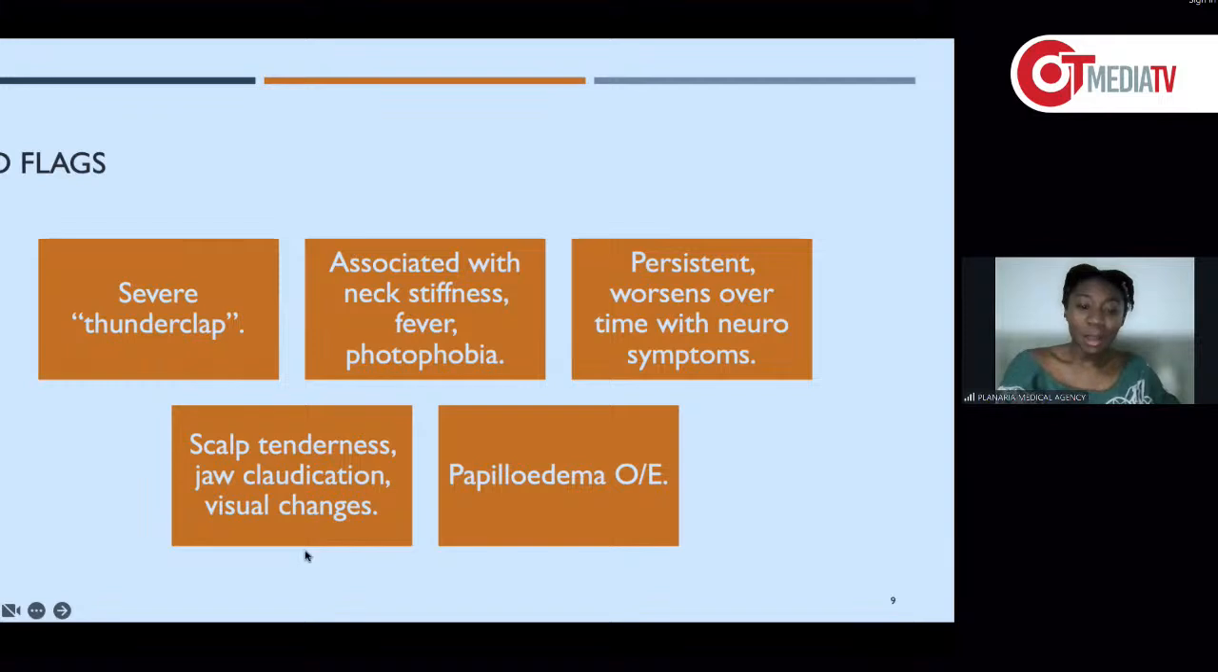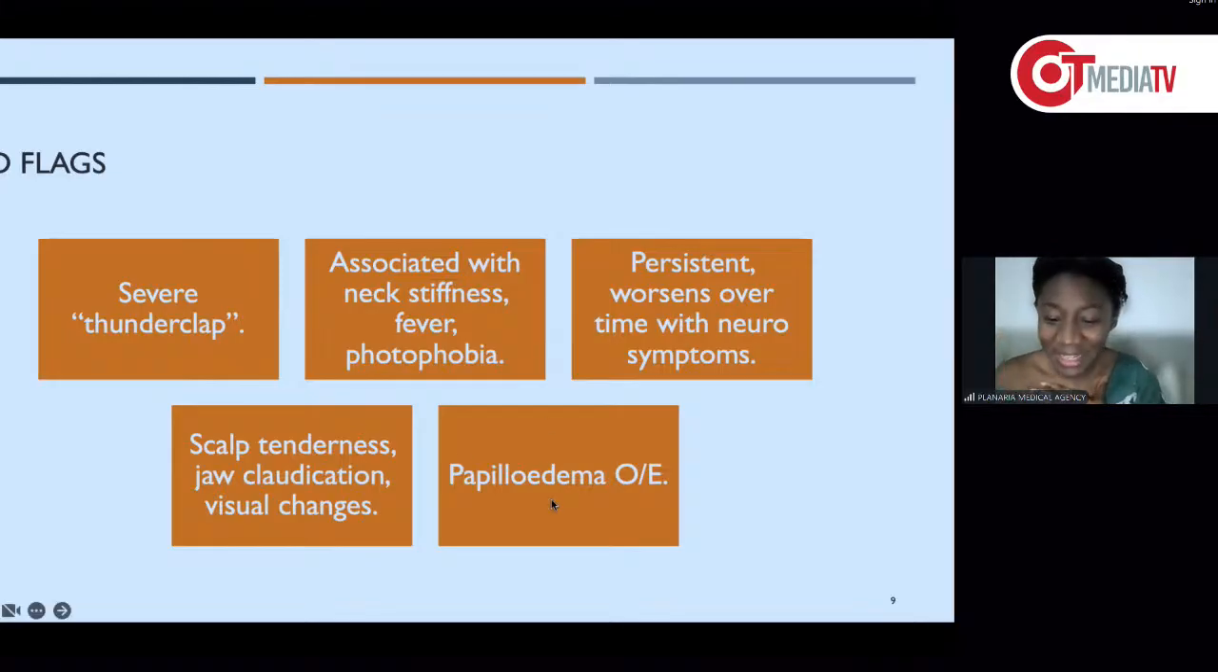This is what I talked about, temporal arteritis. So scalp tenderness, jaw claudication. What all that means is that your jaw feels a bit stiff and a bit stuck, and then you get visual changes with this as well. So if you've got any scalp tenderness here, a bit of a clicky jaw, and some visual changes, then you're worried about GCA or temporal arteritis.